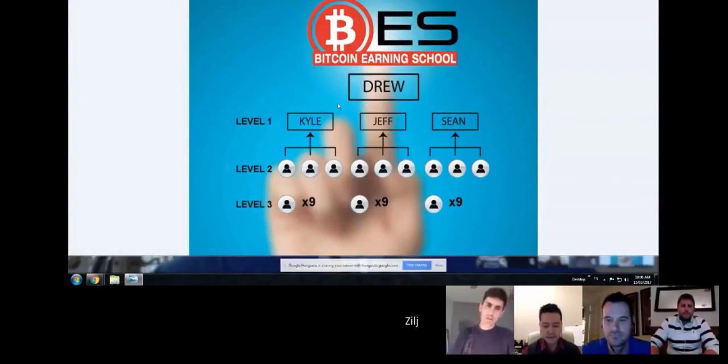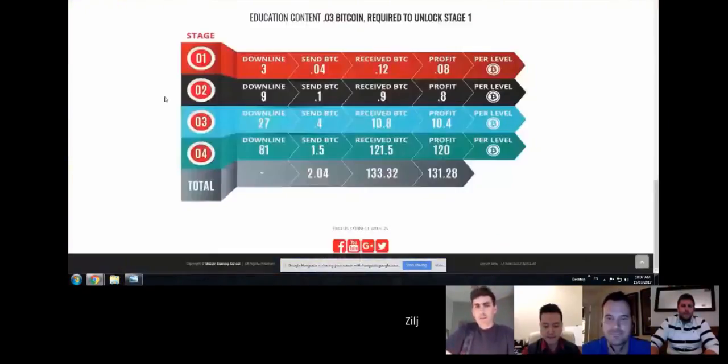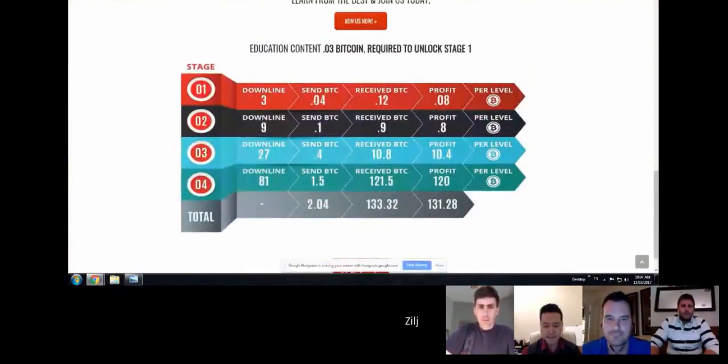So just to go over the comp plan as well, let me just bring up the website here. Level 1, okay, guys, is the 0.04 Bitcoin. Now that's a 45-day subscription. Level 2 is your 0.1 Bitcoin. That's a 50-day subscription. Level 3 is 0.4, and that's a 55-day subscription. And level 4 is your 1.5 Bitcoin, and that's a 60-day subscription.